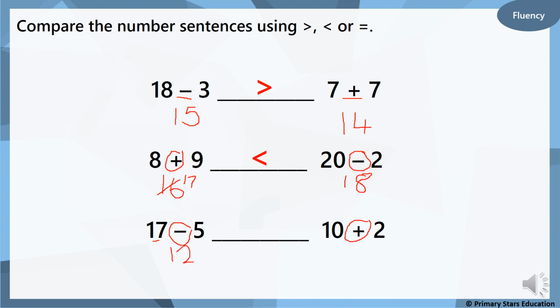Gives you 12. What's 10 add 2? Oh, so what do we say? 17 minus 5 is equal to 10 add 2.